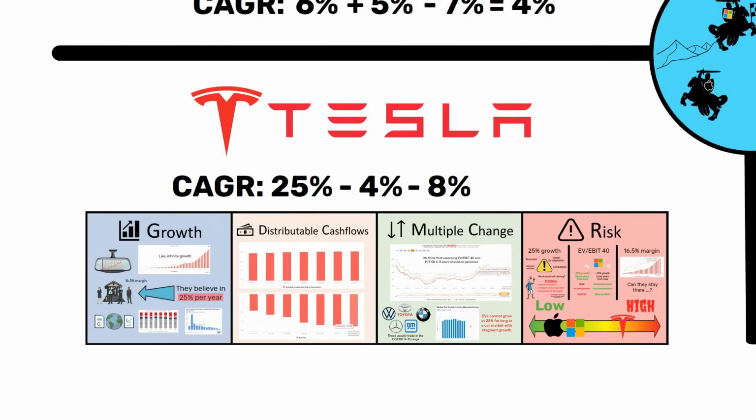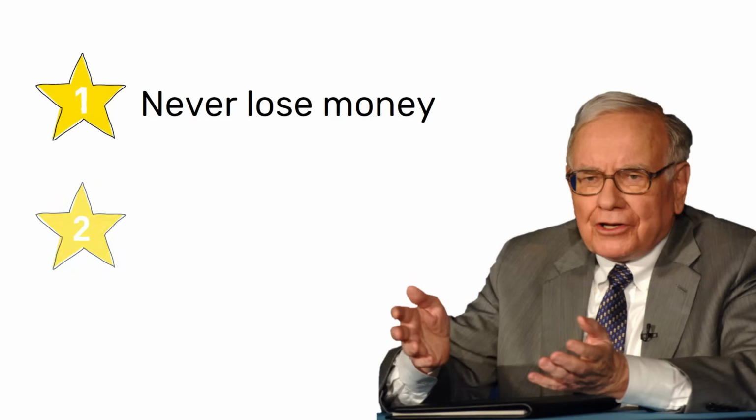With a 25% growth rate, -4% in distributable cash flows, and -8% in multiple contraction, we end up with a 13% yearly return for Tesla for the next 3 years. So, is it better than Microsoft and its 12% CAGR? Not so fast. Warren Buffett's first rule of investing is to never lose money, and his second rule is to never forget the first one.